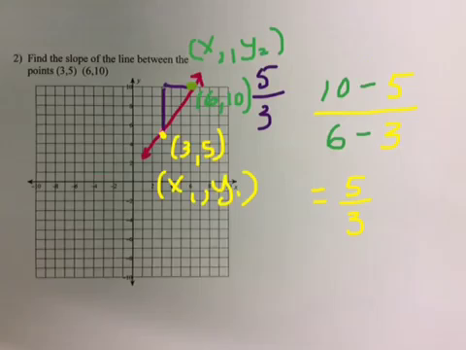So if we look at what we did, we took y2 and we subtracted y1. See, y2 was 10 and y1 was 5. Now, underneath, for the run, we did x2, which is 6, and from that, we subtracted x1.